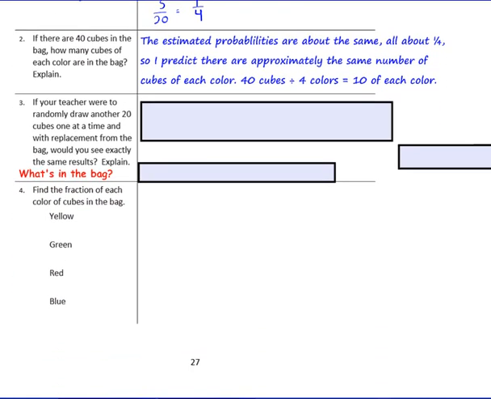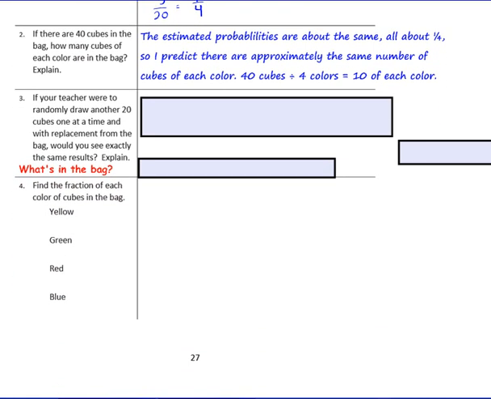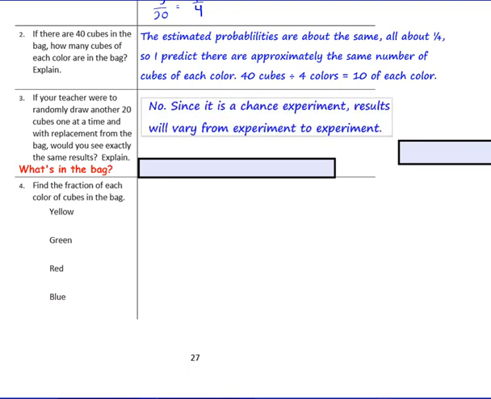Number 3. If your teacher were to randomly draw another 20 cubes at one time with replacement from the bag, would you see exactly the same results? Well, what happens when you conduct multiple experiments? Would you get the same results or would you expect different results? Since this is an experiment, results will vary from experiment to experiment.